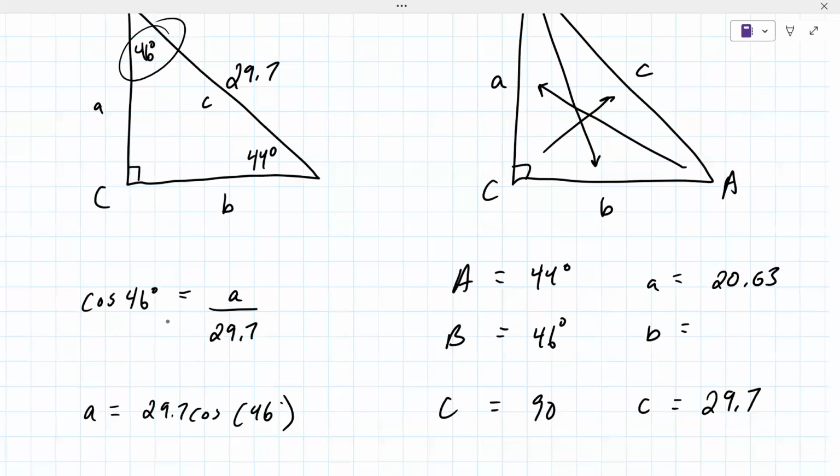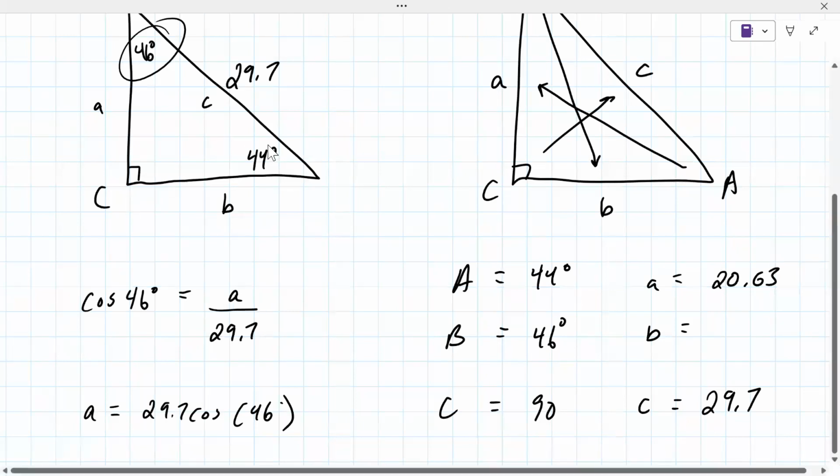Now to find B, you can either use sine, cosine, or tangent, or you can just use Pythagorean theorem. It doesn't matter which one suits you. Probably SOHCAHTOA. So, you can use cosine again if you use this angle. Or if you want to use this angle up here, 46, you have to use sine, if you're trying to get to the opposite.